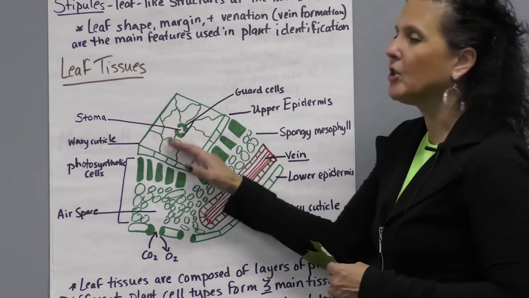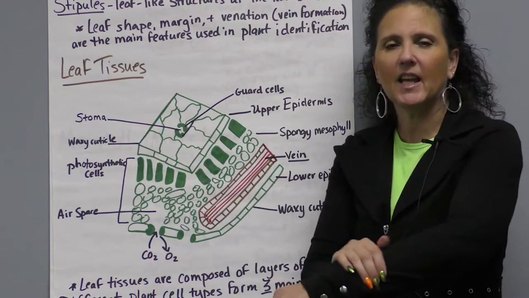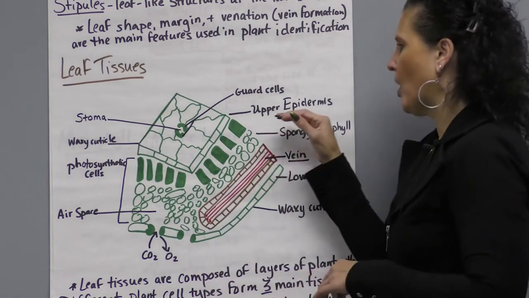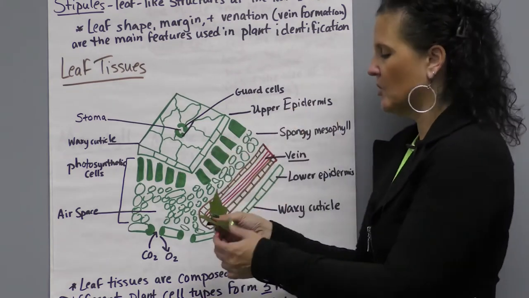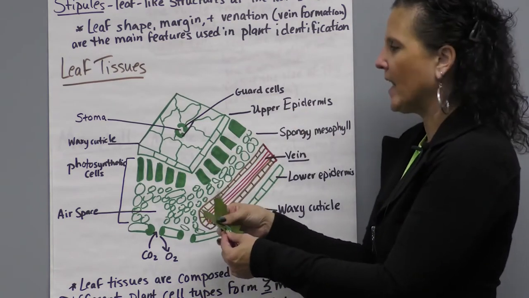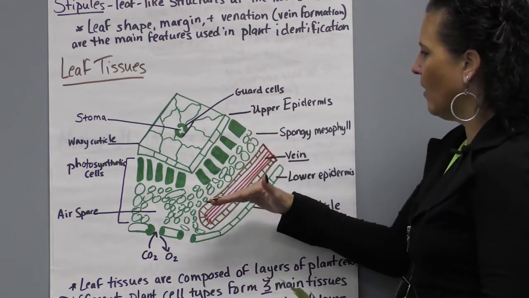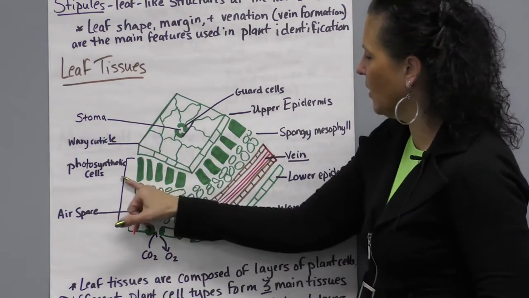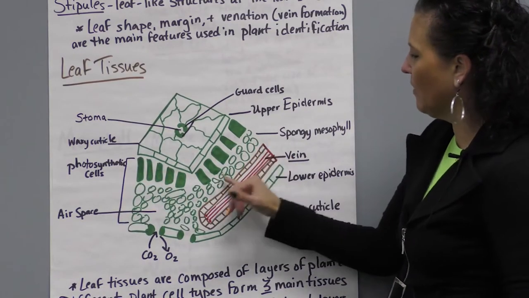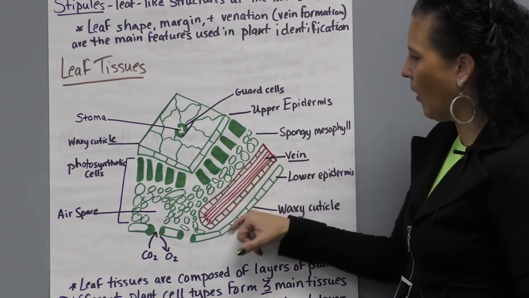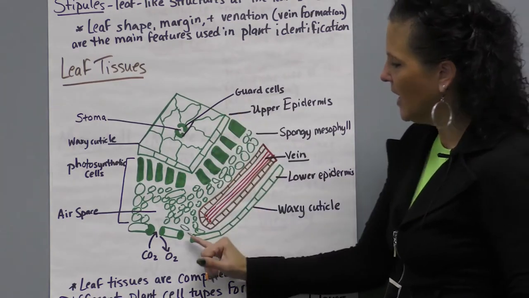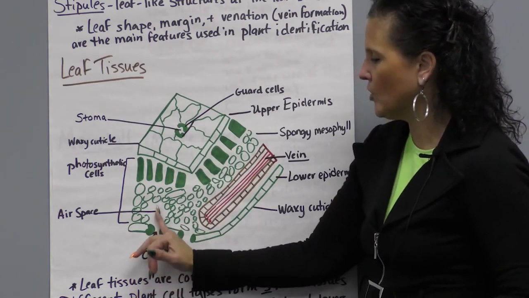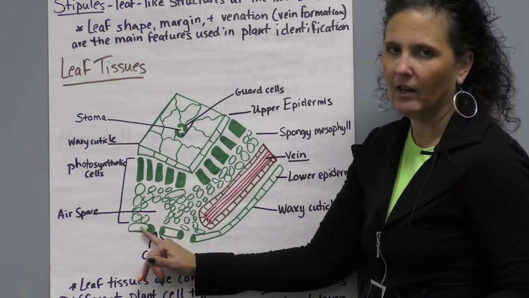This is the upper epidermis. So we'll look at that like you're on your skin. Epi means on top of, and dermis means skin. So that's the upper part of the leaf. It has a waxy cuticle, like a waxy feel. Then if we go on down, we get into the photosynthetic cells, the ones that can photosynthesize here. This is the spongy mesophyll. Here's a vein, the lower epidermis, just like the upper epidermis. Here would be a cross-section of our guard cells, which open into our stomata and the air space here in the leaf.